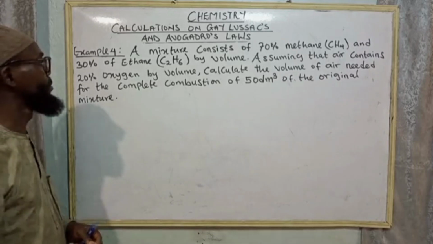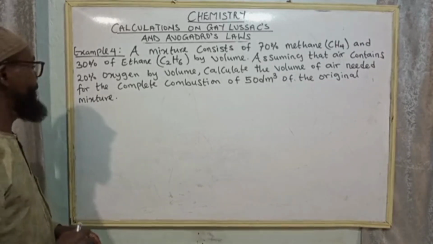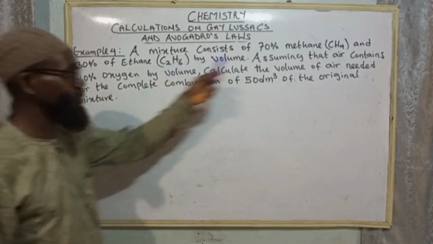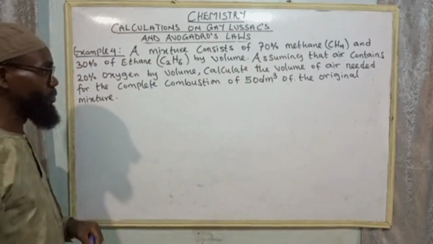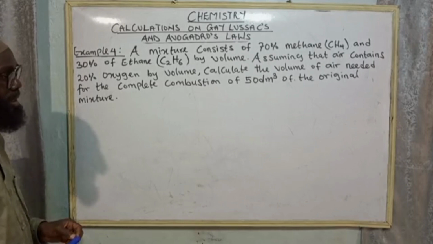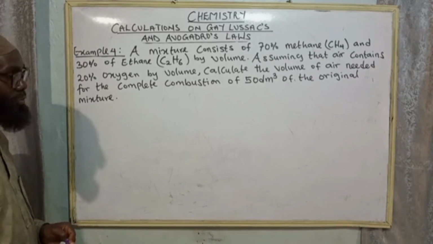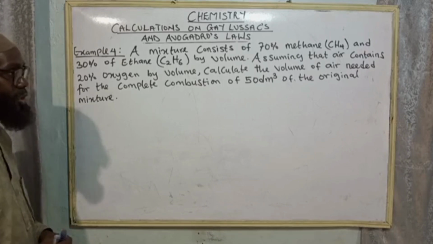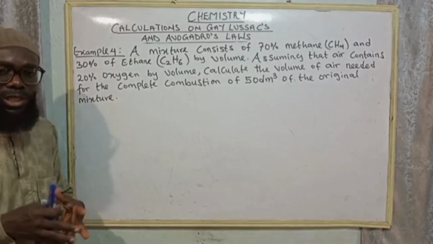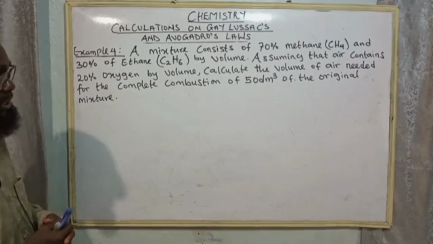Example 4. A mixture consists of 70% methane and 30% of ethane, C2H6. So these are hydrocarbons by volume. Assuming that air contains 20% oxygen by volume, calculate the volume of air needed for the complete combustion of 50 dm cube of the original mixture. Don't forget that I said the constituent of air that is taking part in combustion is that oxygen.